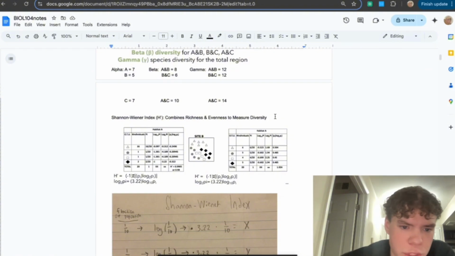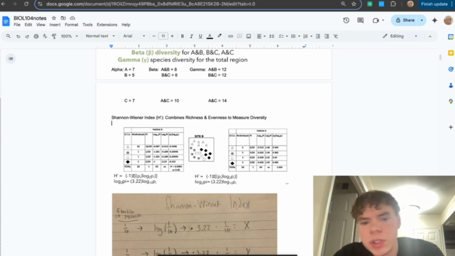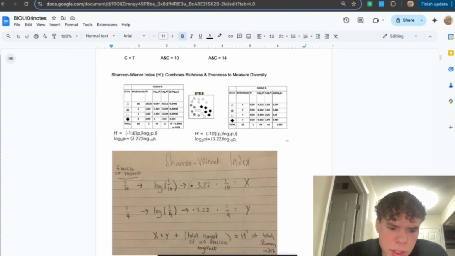In our Shannon Wiener, and that's a funny name, Wiener Index, it combines our species richness and our evenness to measure the biodiversity of an environment. So it's pretty straightforward.